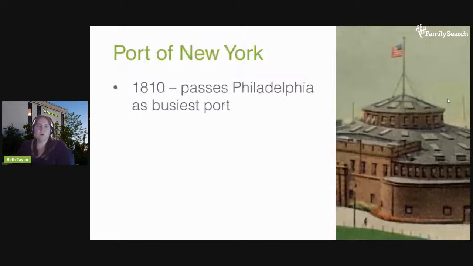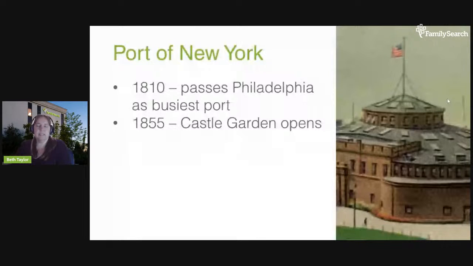So first off, it wasn't until 1810 that New York passed Philadelphia as the busiest port. Prior to that, more people came into Philadelphia than to New York. But starting in 1810, once things had settled down following the American Revolutionary War, New York does pick up as the busiest port.